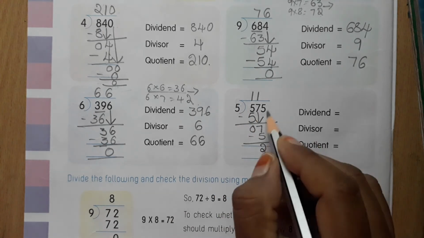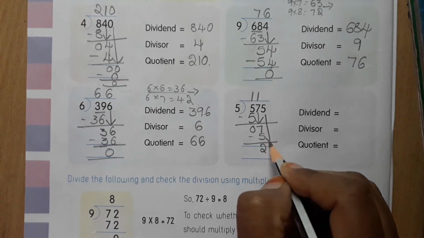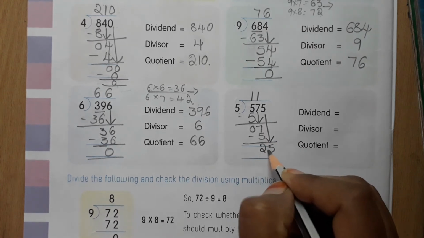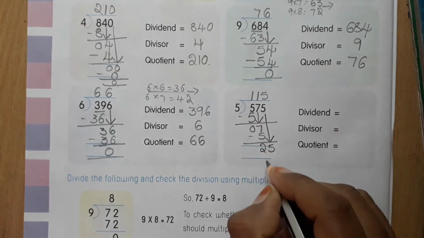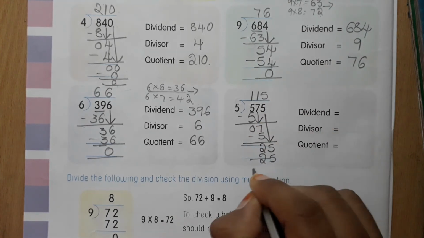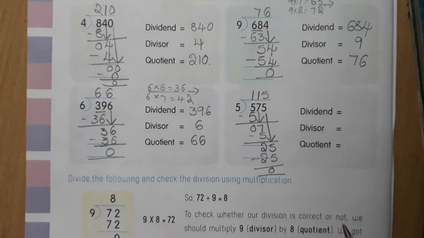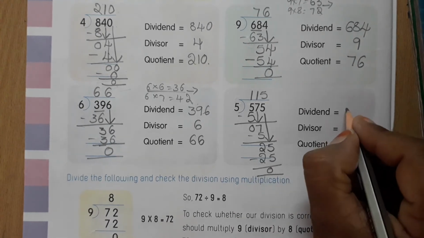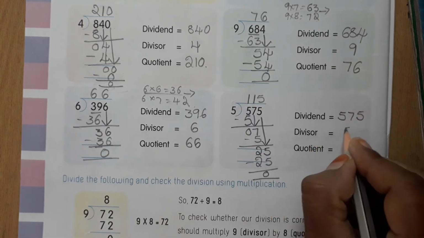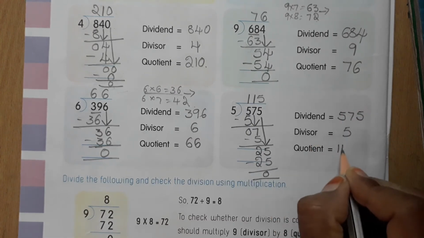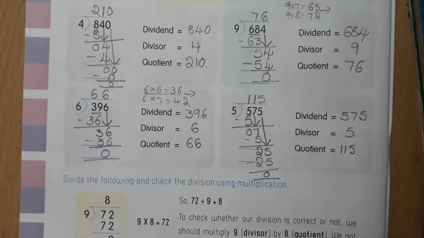2 divided by 5, not possible. 2 is the lesser one. So there is another place. Ones place digit 5. 25 in the 5 table? Yes, 5 5s are 25. 25 minus 25, 0. So here what is the dividend? 575. What is the divisor? 5. Quotient, 115.